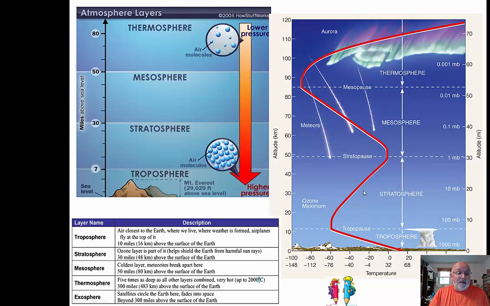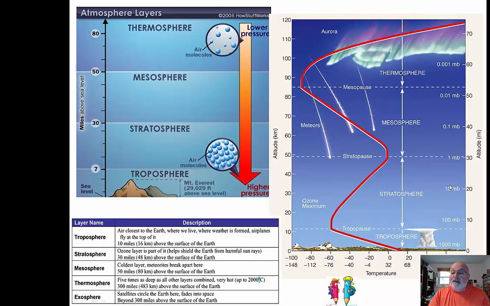This actually protects us from gamma rays. It also helps shield the Earth. It goes up to about 30 miles. Ozone layer is there. This goes up to about 50 kilometers, or 30 miles up. And you can notice that we start at 1,000 millibars. 1,013 is what sea level is.